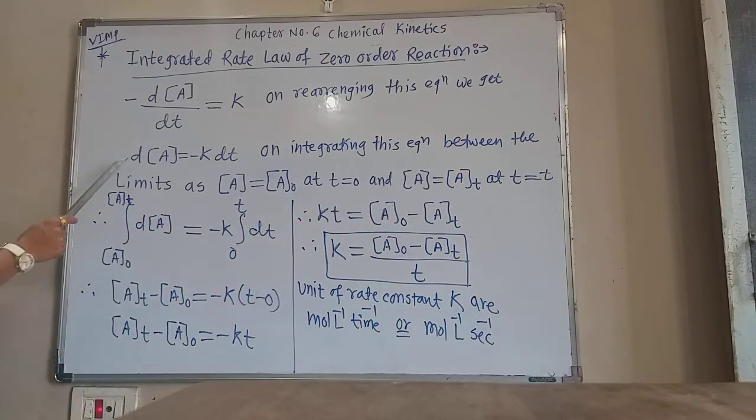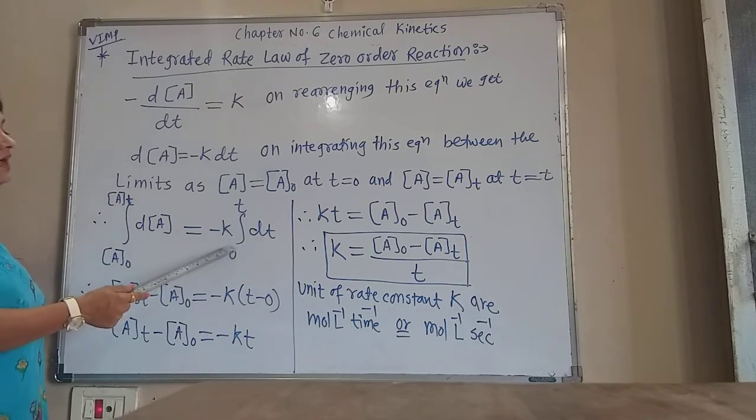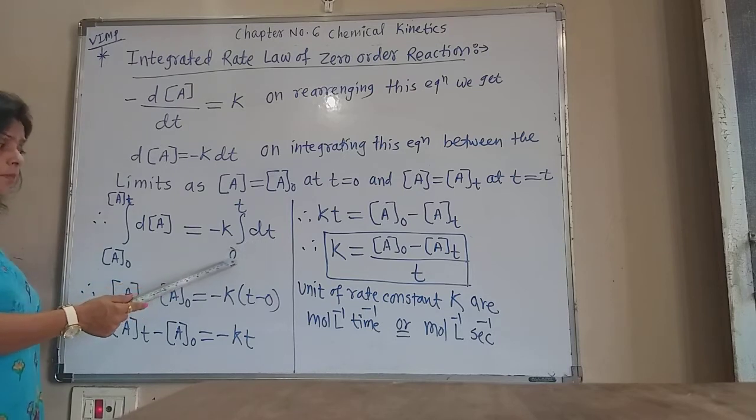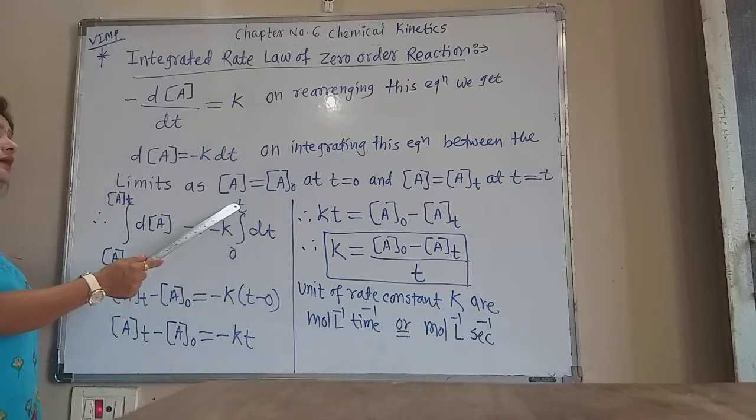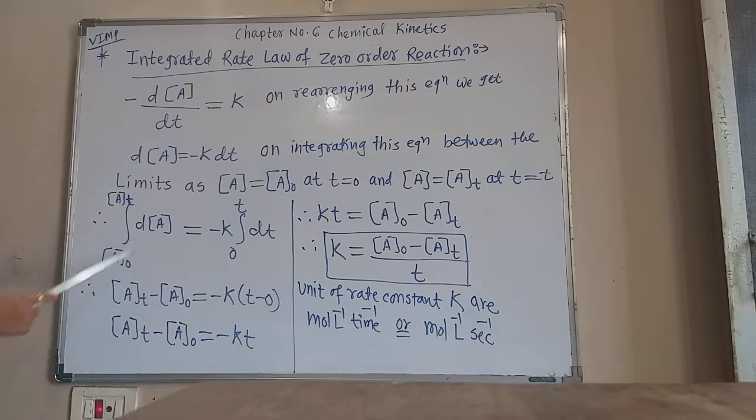So on integrating this equation, we obtain the integration of dA in the limit from A0 to At is equal to minus K, the constant, which remains outside of this integration sign, and there is only integration of dt from the limit 0 to t, and we know that is the law of integration. The integration of this quantity is concentration of At, higher limit minus lower limit.